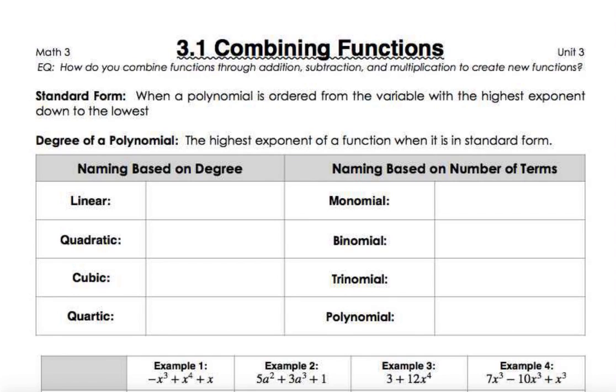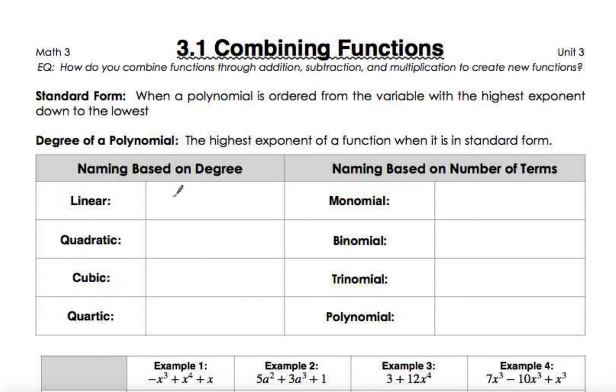Your degree of a polynomial is going to be your highest exponent of a function when it's in standard form. So the good news is your degree should be, if it's in standard form, the exponent at the very beginning. All right, so when we name polynomials, we name them based on their degree and their number of terms. And so when we name based on the degree, you have linear, quadratic, cubic, and quartic. Those are your ones that you'll be most likely to see in Math 3.